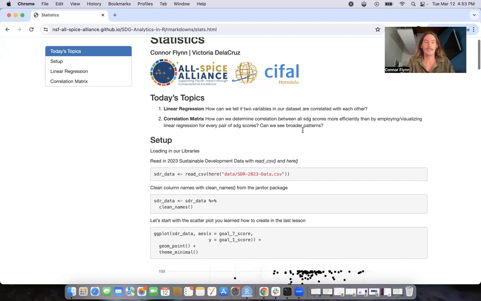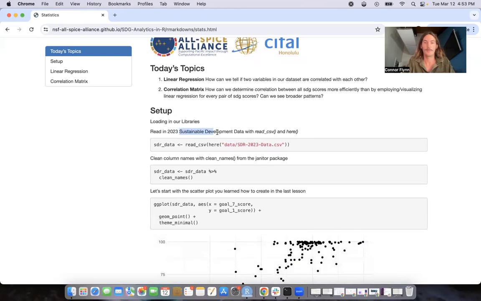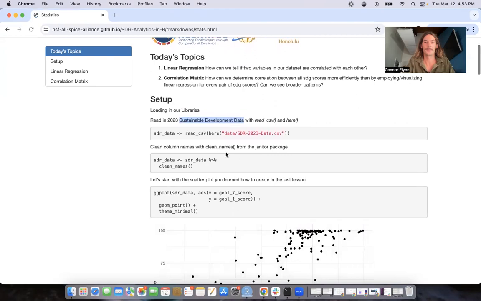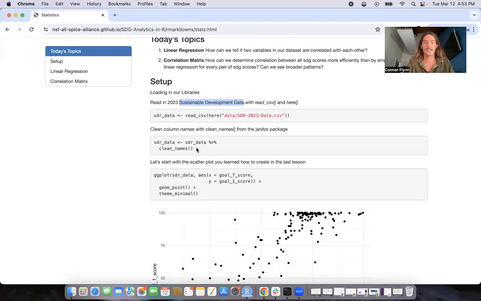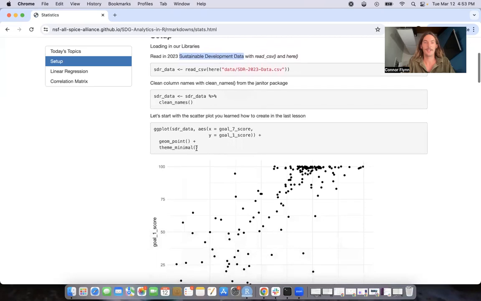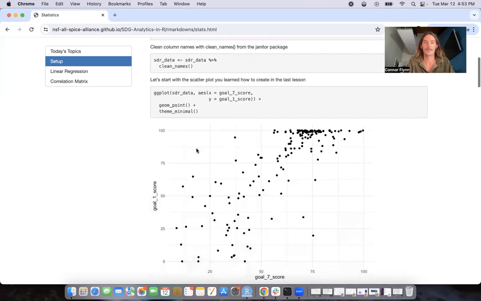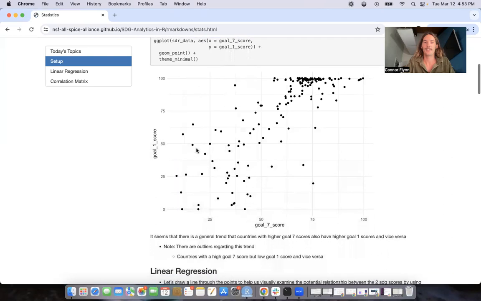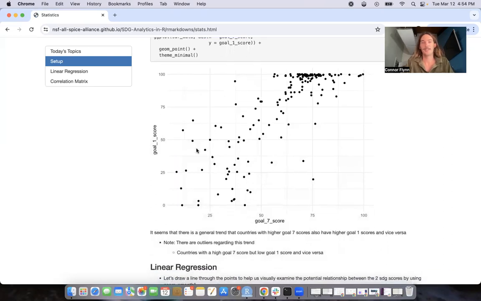So we start, as always, just by loading in our Sustainable Development Report data from 2023 with read CSV in here. Then we clean the names of our columns with the janitor package and clean names function. And we start with a scatter plot, similar to the one that we made yesterday, with goal 1 scores on our y-axis and goal 7 scores on our x-axis. And each point is a country. So we have goal 1 of no poverty and goal 7 of renewable energy. And we have each point as a country.